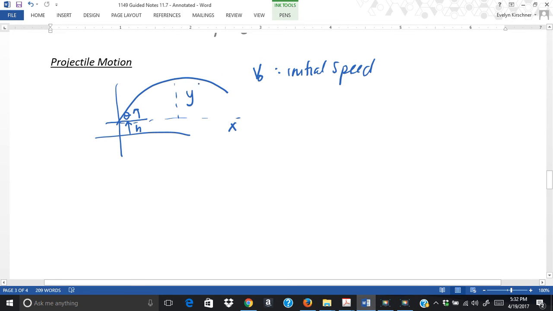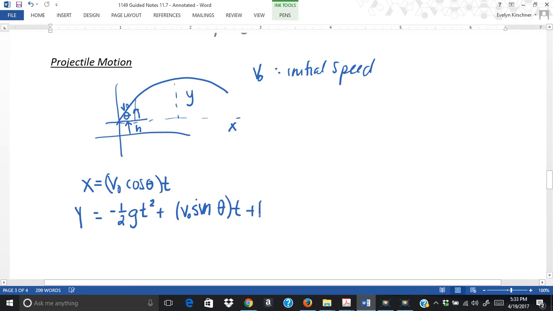So now I can write some equations. So x, think about when I have this, right? I have my theta, right? X is going to be v naught, because this is v naught here, v naught cosine theta times t, in time. So how's it moving in time? And then for y we have to think about gravity. So it's negative 1/2 g t squared plus, again, the vertical portion there, v naught sine of theta times t, and then I have to remember to add the height.